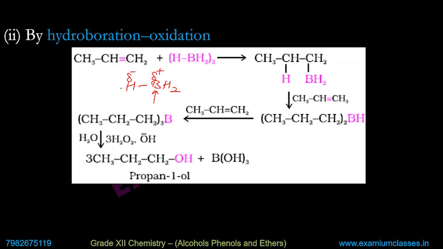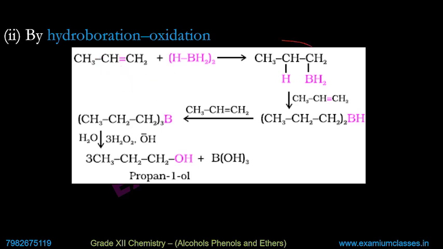So the negative part will go to the carbon which has less number of hydrogen atoms. So it is again in accordance with the Markovnikov addition, although not just Markovnikov addition, but in accordance with that. So hydrogen in this case will go to that carbon which has less number of hydrogen atoms. And this is slightly different, so you need to remember that.